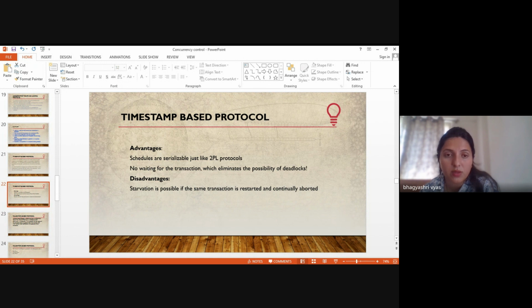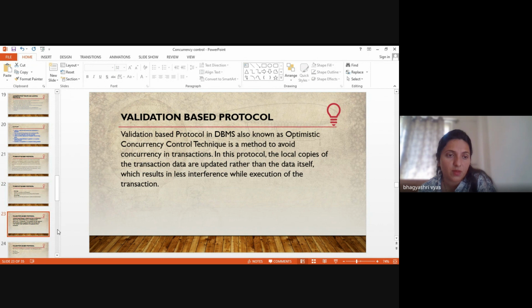Okay. So this is the, and the disadvantage is what? The starvation. Okay, starvation is possible if the same transaction is restarted and continually aborted. It means what? Starvation, like one process is happening, okay, and the other processes are not getting a chance to commit their transaction. This is the meaning of starvation.